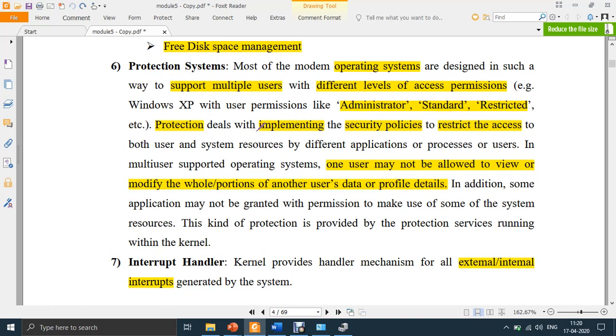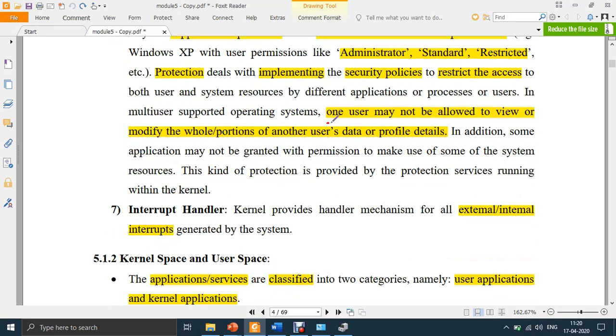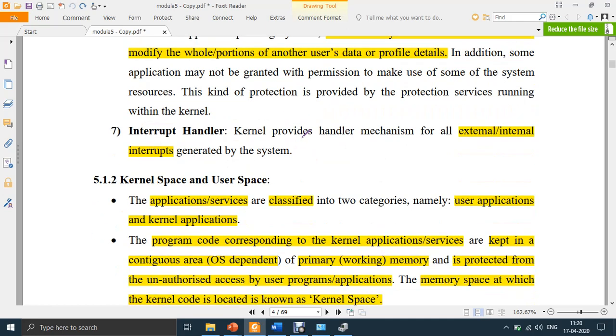Protection deals with implementing security policies to restrict access to both user and system resources by different applications. If you log in as a user, you cannot install any new software or uninstall software. That is what is restricting the access. You can only use the system, but you cannot modify the system. One user may not be allowed to view or modify the portion of another user's data. That is what we mean by protection whenever there are multiple accounts.